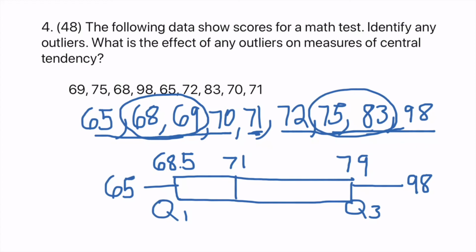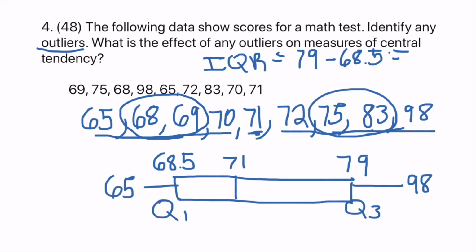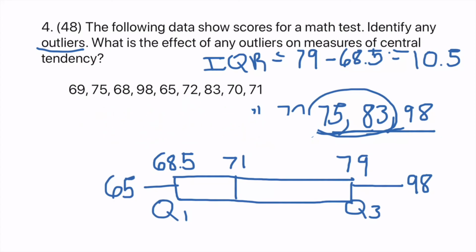So what they want us to do is identify the outliers. Remember, to find an outlier, you need your interquartile range, which is going to be quartile 3 minus quartile 1, or 79 minus 68.5, which comes out to 10.5. Okay, so I'm going to erase some of this right here just so I have room.